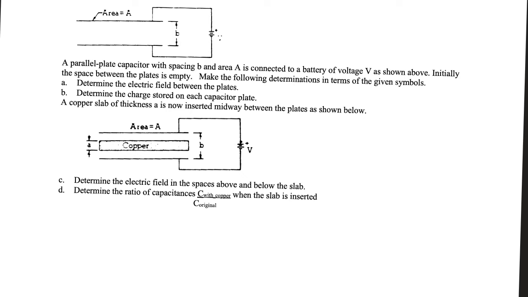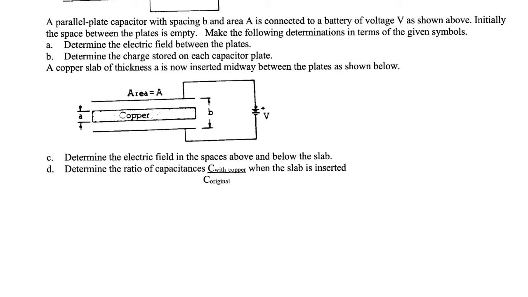Determine the electric field in the spaces above and below the slab. So, a parallel plate capacitor. When you add the copper, of course, we talked a little bit about what this does, is it divided up the capacitor into two capacitors in series by adding a place in the middle where the electric field was 0. With part C, though, we're talking about the electric field between the plates.